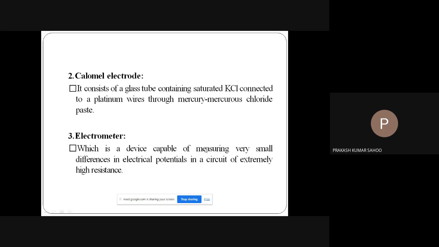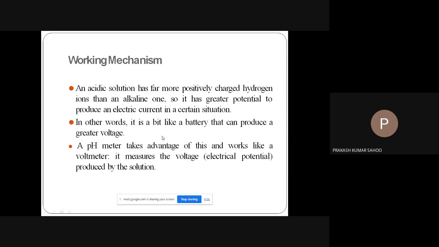Then electrometer, this is a device through which a very small difference in electrode potential will be noted. Their working mechanism: an acidic solution has far more positively charged hydrogen ions than an alkali, so it has greater potential to produce an electric current in a certain situation. In other words, it is a bit like a battery that can produce a greater voltage. A pH meter takes advantage of this and works like a voltmeter. It measures the voltage produced by the solution.